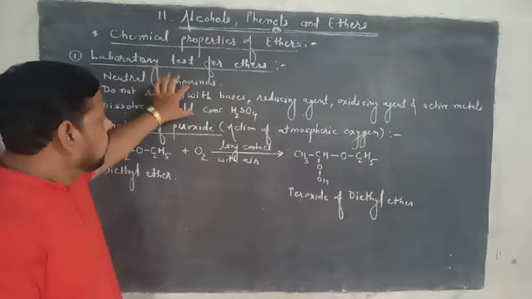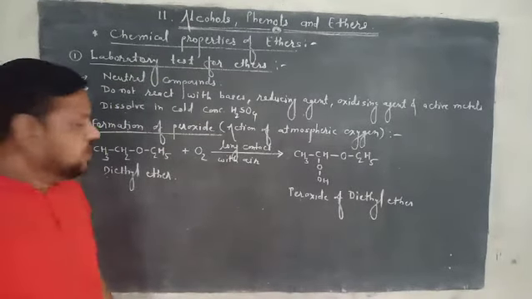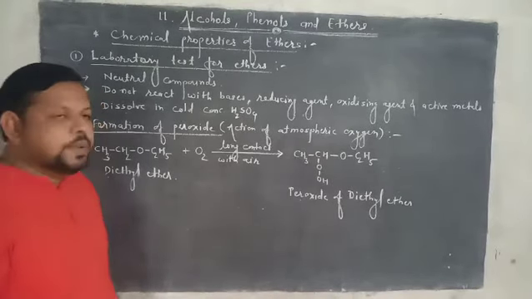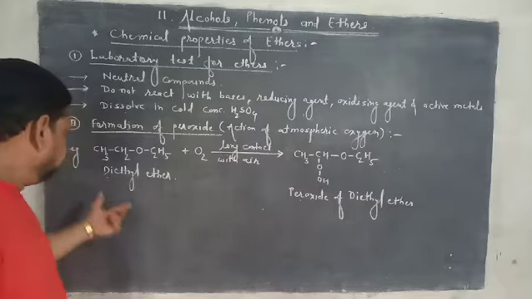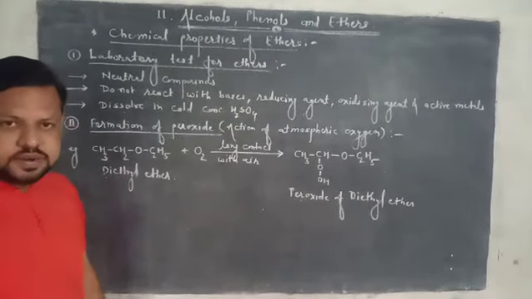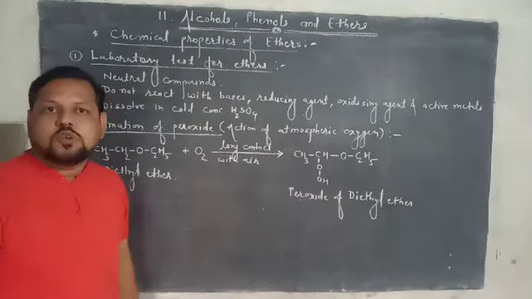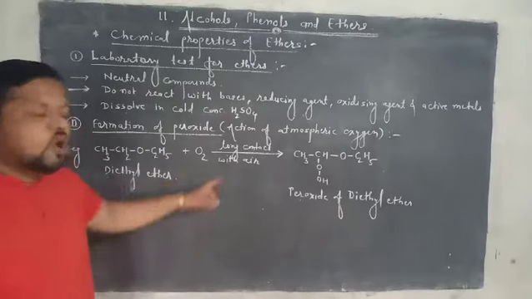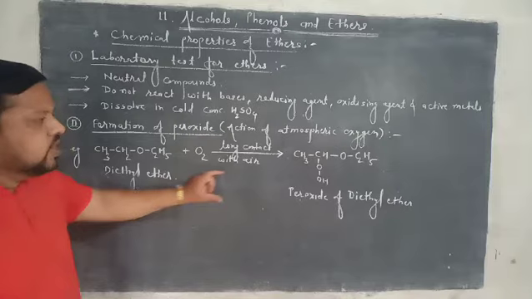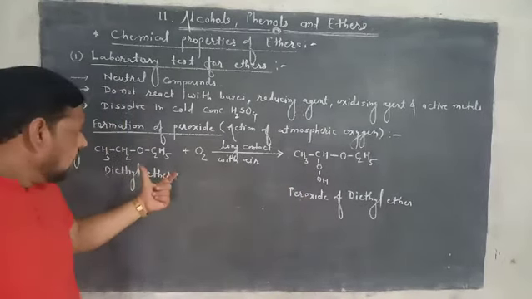For 1 mark. Then the second chemical property, that is the formation of peroxide or action of atmospheric oxygen. See here, for example, diethyl ether. This diethyl ether is treated with atmospheric oxygen, long contact with air. Then it gives the peroxide of diethyl ether. See here how it is prepared.